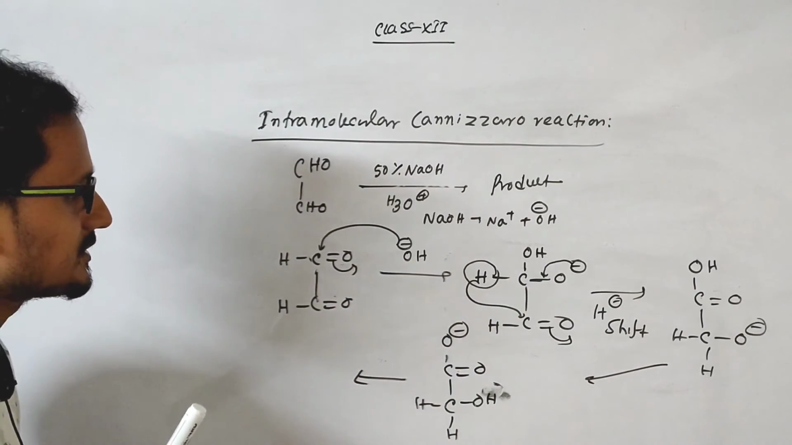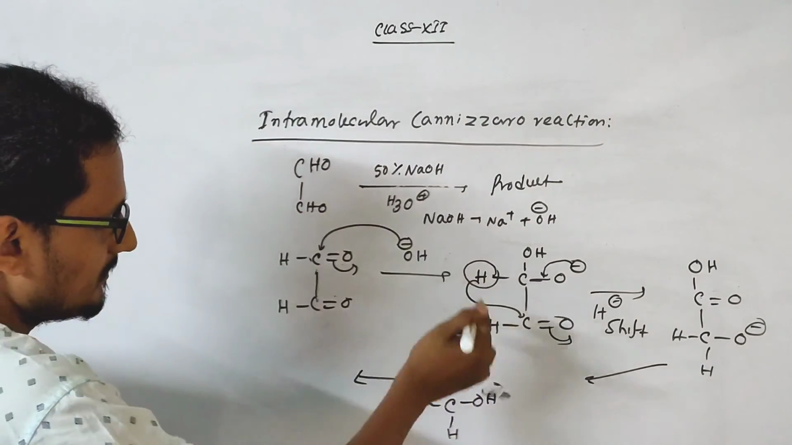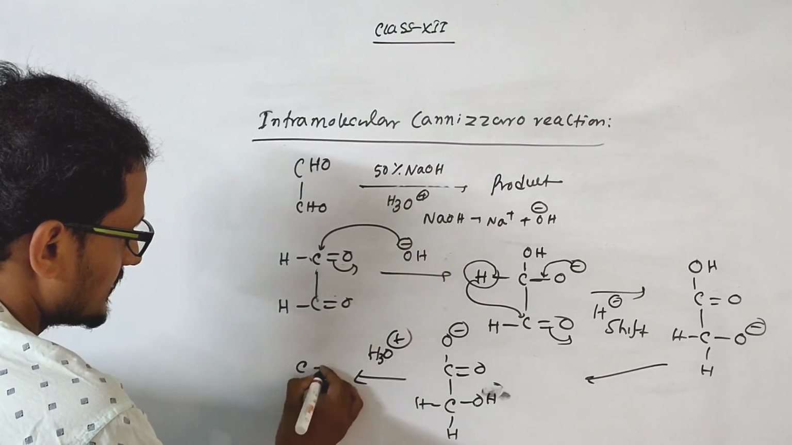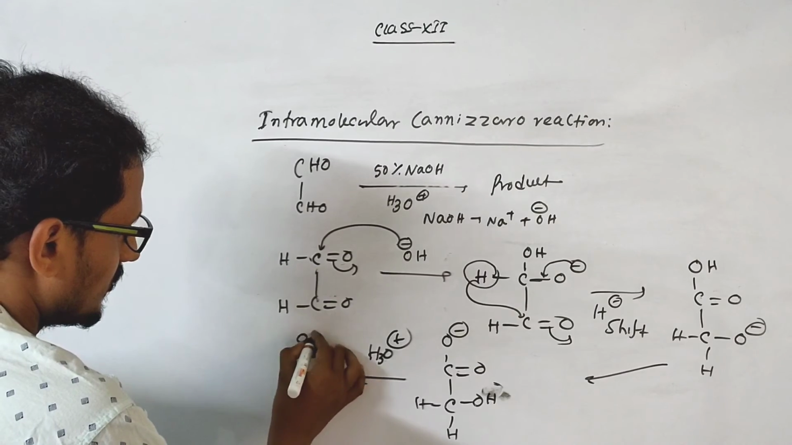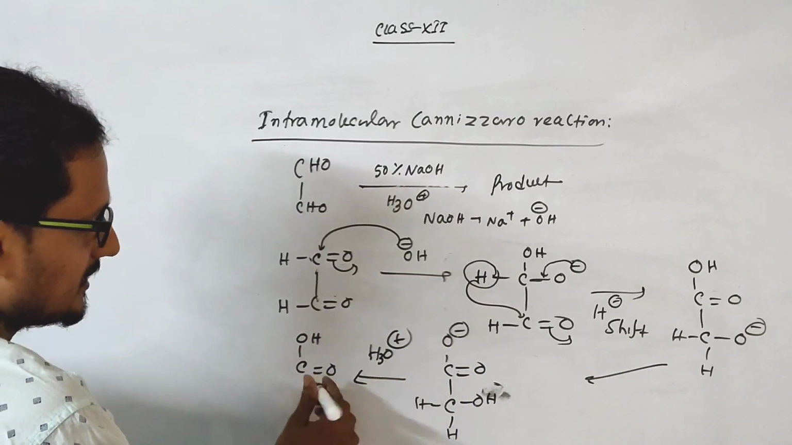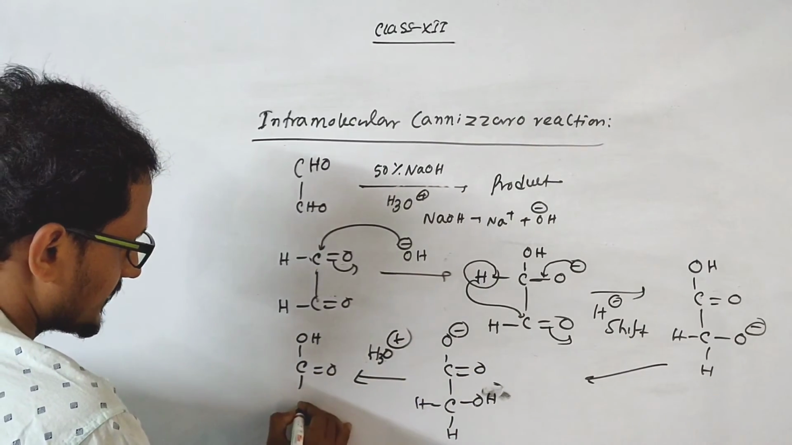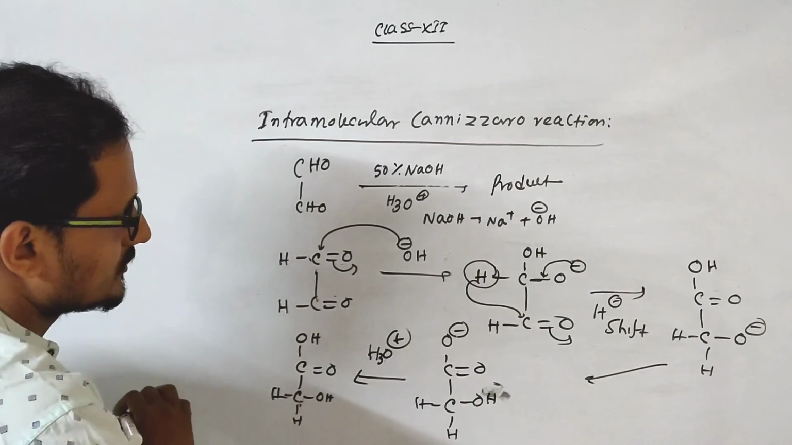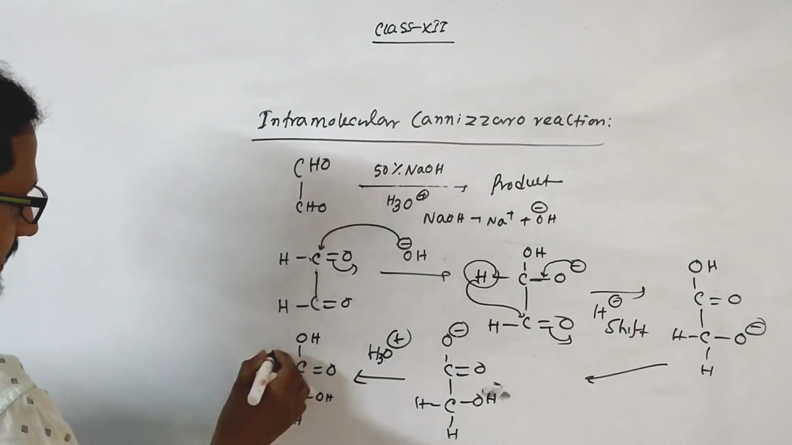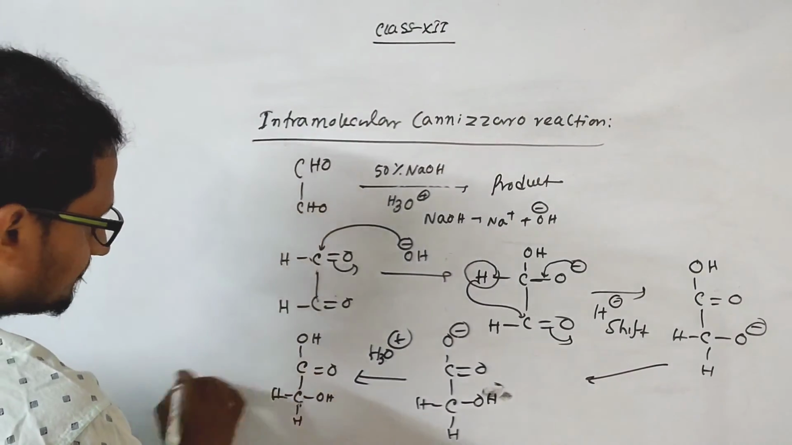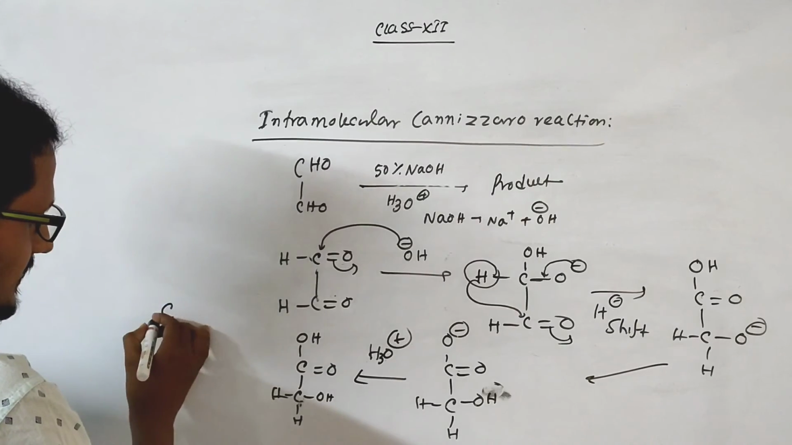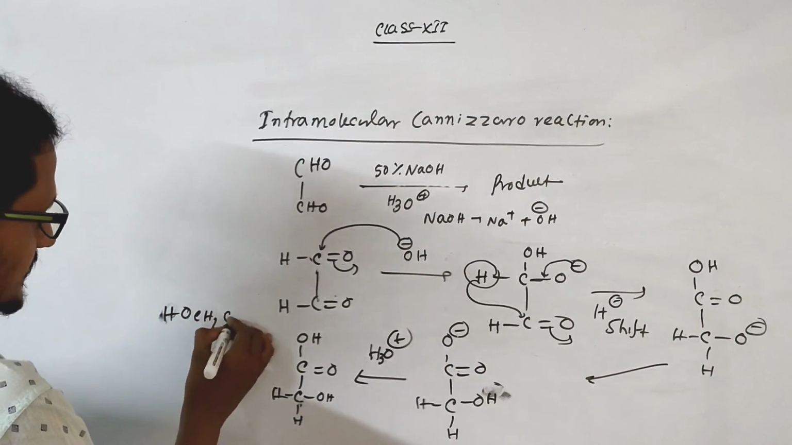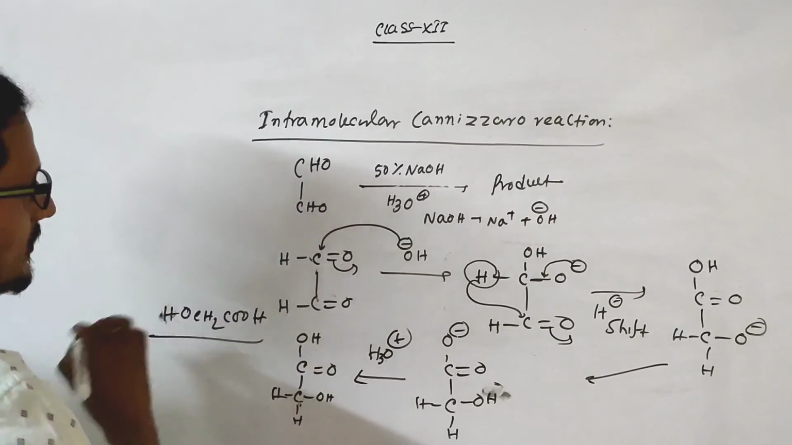So after you do the H plus, that means hydrolysis, it will form C double bond OH. It will take a proton from here. So what is the compound we are getting here? We are getting OHCH2COOH. So this is the compound we are getting here.